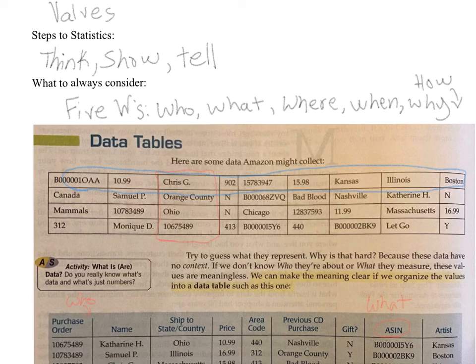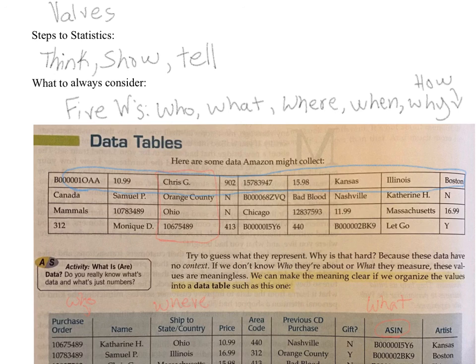The where in this case would be where the purchased item is being shipped to, which is Ohio, Illinois, Massachusetts, Canada, mostly North America. Next, our when. Well, I don't see a date here, so we don't have that information. Not all data tables will have all the information, so that one we'll skip.